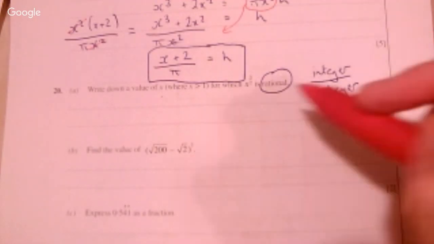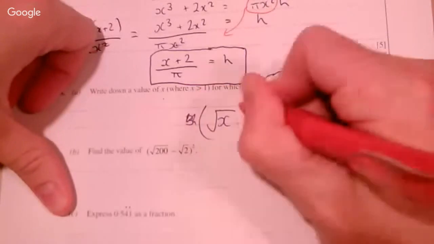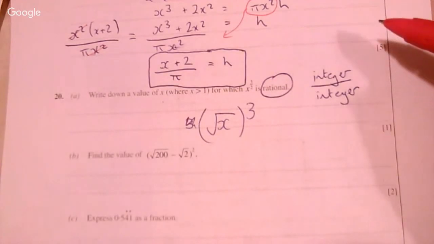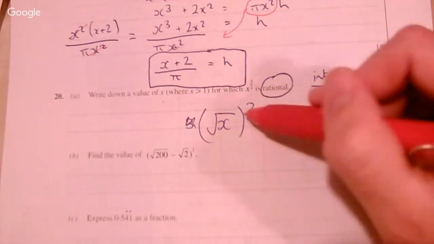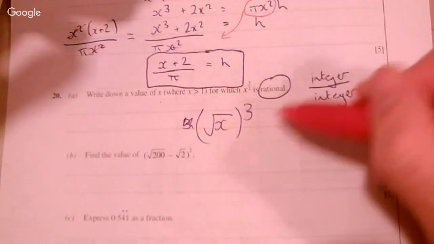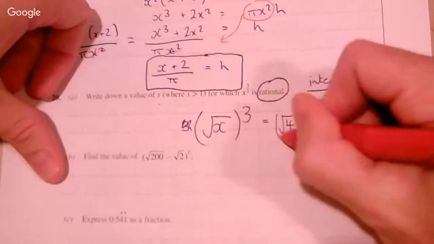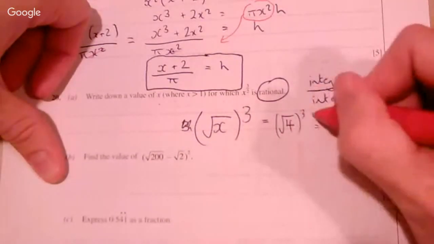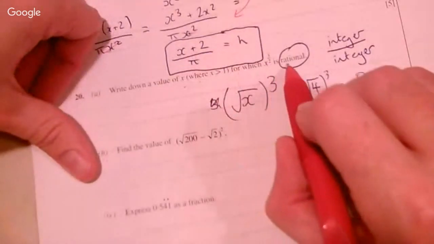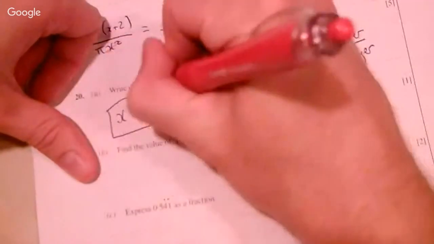Okay, so basically this means that x is square rooted, and then I cube that answer. Now, if I chucked in 1, 1 to any power is always going to be rational. It doesn't matter what the power is. For 1, it will always be 1. So for this one, I just need to pick a square number because I know when I square root it, it will be rational, and then that number cubed will also be rational. So any square number, I'm going to just say 4. So 4 square rooted then cubed would be 2, and then 2 times 2 times 2 would be 8. Okay, so write down a value of x for which x to the power 3/2 is rational. Say x equals 4. That's my answer.